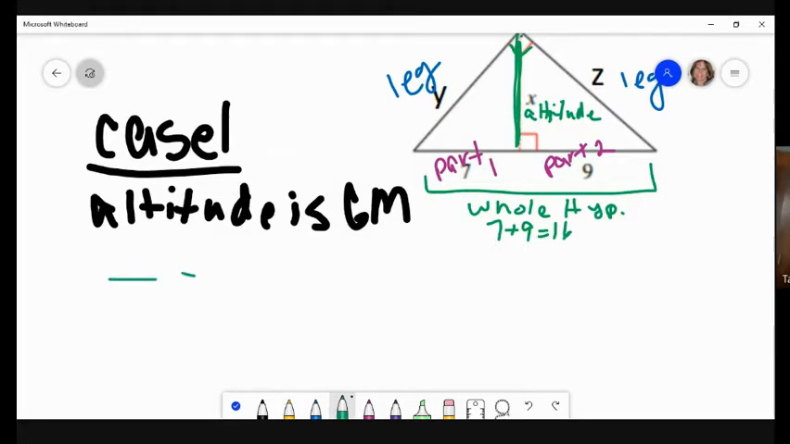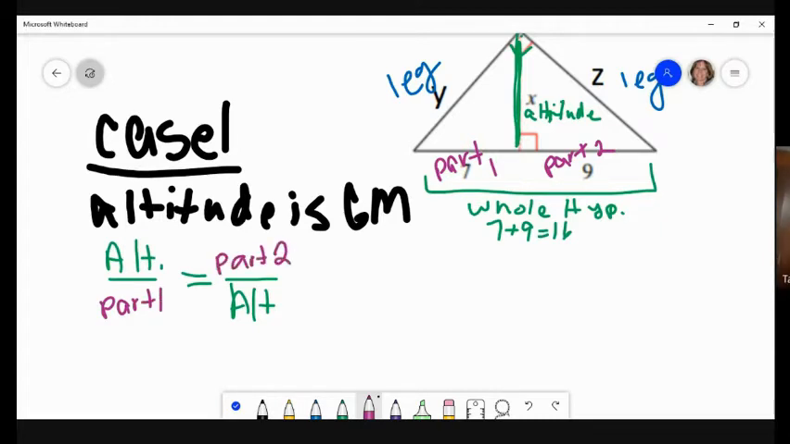So when we're thinking about a proportion, we have 4 spots. We have 2 extremes and 2 means. And our altitude in this case is going to be in 2 of them. So that's going to be altitude, and then altitude. And again, they're in our 2 spots. And since it's our altitude, it's going to be between the parts. So we're going to have part 1 and part 2.